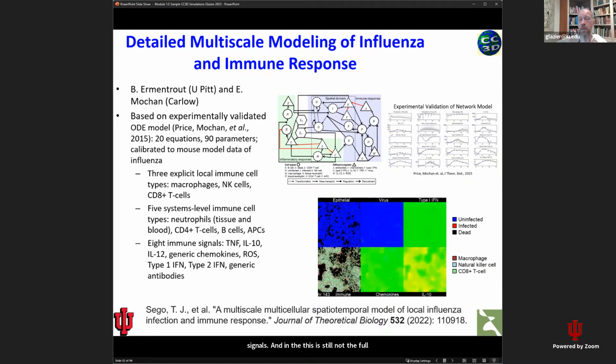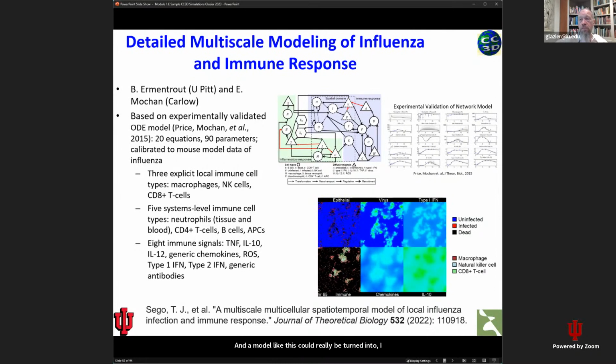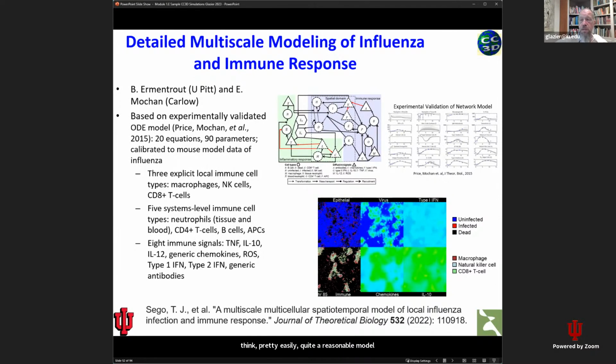We have quite a few of the main cell types. We have a reasonable representation of how immune cells are generated in the lymph nodes. And a model like this could really be turned into, I think, pretty easily, quite a reasonable model of the actual pattern of immune response in the lung.